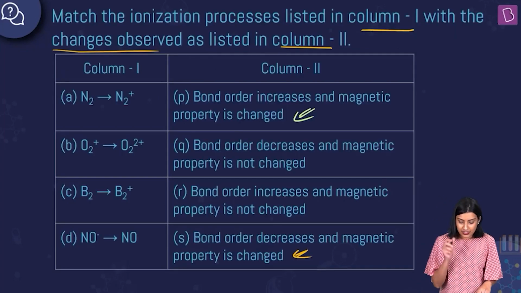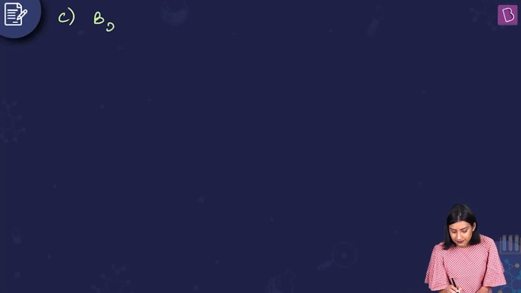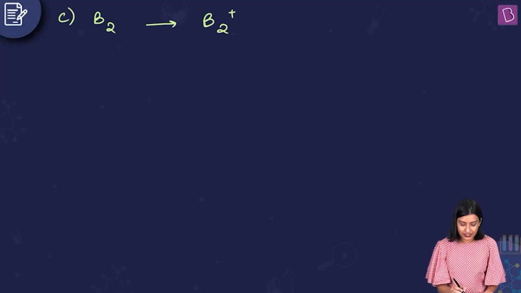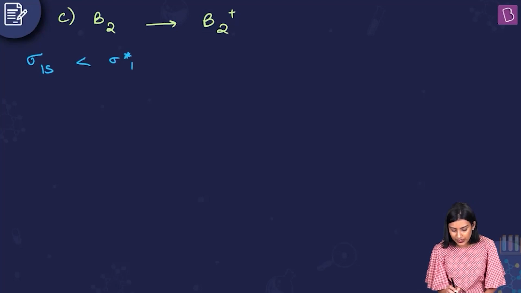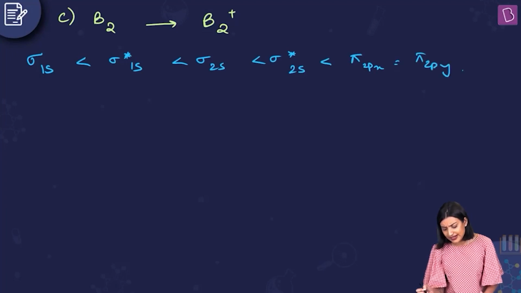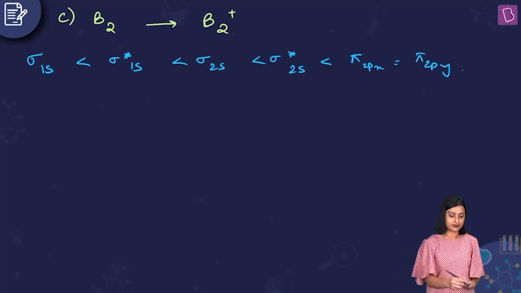Let's talk about option C. Option C says B2 gives you B2+. So what is B? B is your boron, atomic number 5, number of electrons 10. So you have 10 electrons becoming 9 electrons. The electronic configuration I'm going to go with is sigma 1s, sigma star 1s, sigma 2s, sigma star 2s. Then you will have your pi 2px equal to your pi 2py. You don't need to write any further. We're just dealing with 10 and 9 electrons, so this is fine.